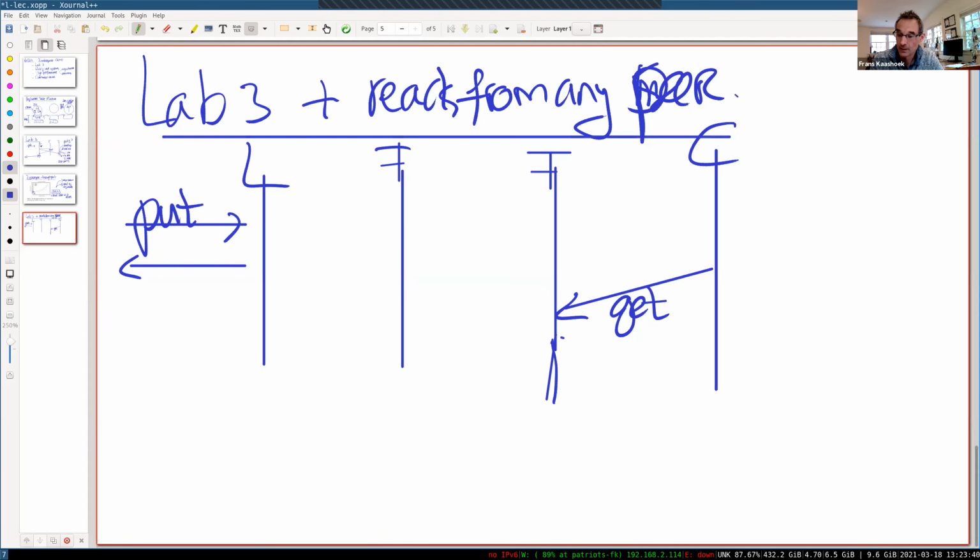And then the follower responds. And the question is, what value does the get observe? What are the possible values that the get can observe? Now, let's say that we're reading the key x, and the initial value of x is 0, and this put actually puts x to 1. What are the values that get can actually return if we don't do anything particularly special?